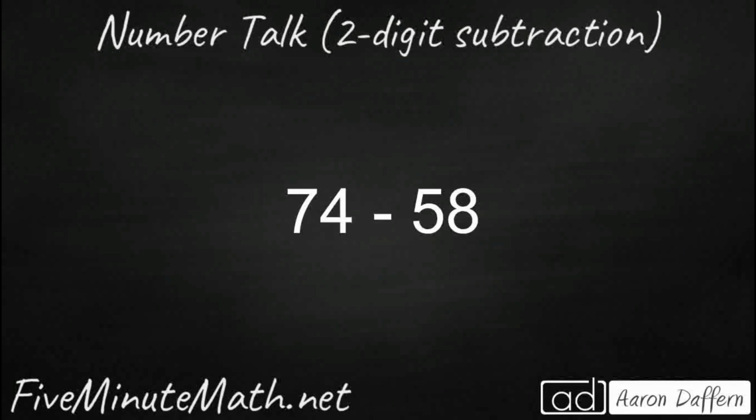Today we are looking at the expression 74 minus 58. What we do in a number talk is we use mental math. It means no paper and no pencil to try to solve an expression, and then we look at all the different ways we could have used to figure it out. So before we go any further, let's do that.